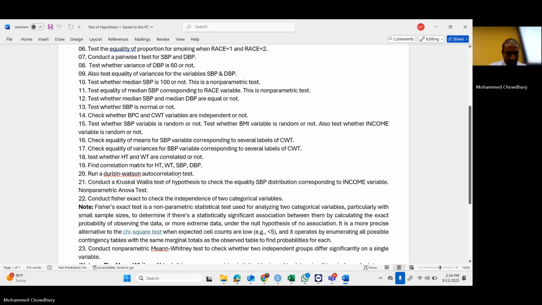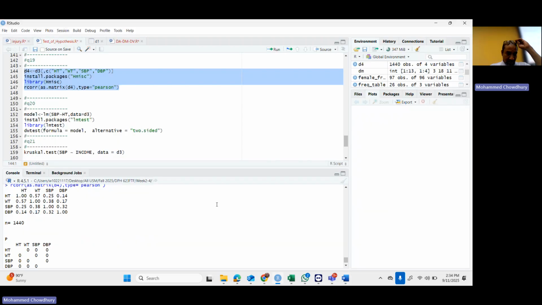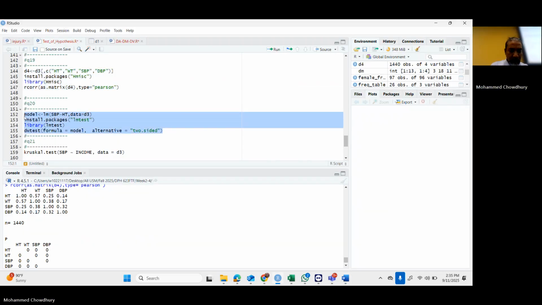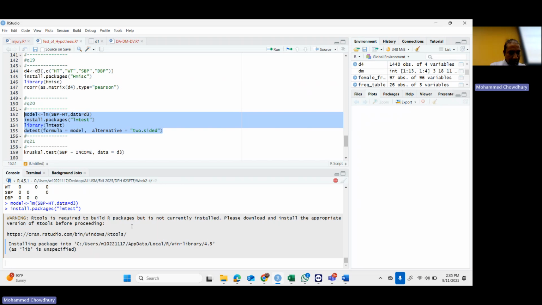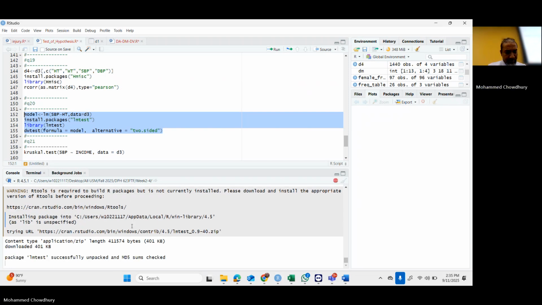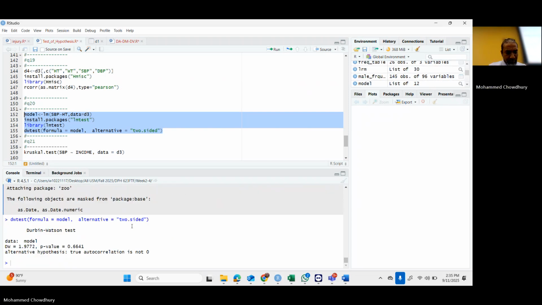Whatever the most highly used tests of hypothesis are, all of these problems have been put in there. Okay. So now that could be done by running this, and the package gives 0.6641. Okay, 0.6641.